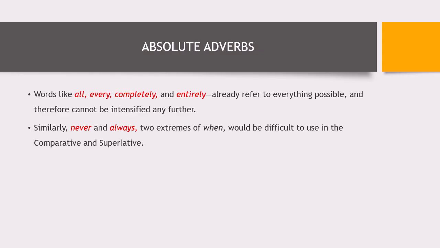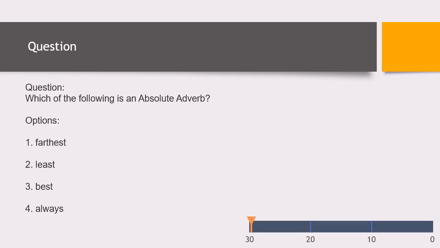Absolute adverbs. Words like all, every, completely, and entirely already refer to everything possible, and therefore cannot be intensified any further. Similarly, never and always, two extremes of when, would be difficult to use in the comparative and superlative.